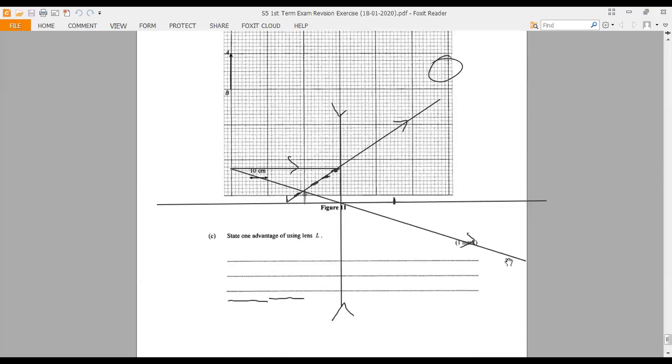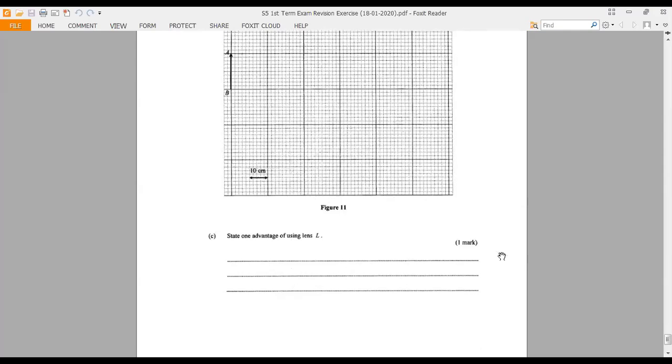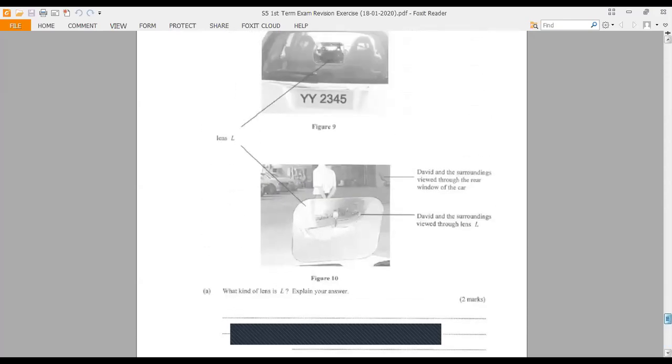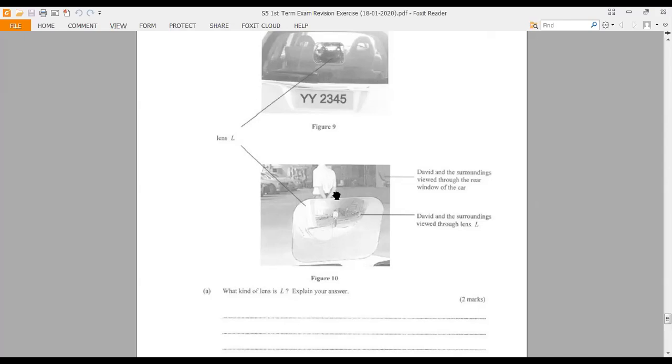State one advantage of this lens. So why are we putting this lens? You have a big rear window. You suppose no need to put anything, so you can still see everything from behind, right? So why are we putting that? Wider view, exactly, correct. So you can see a bigger, wider view. So that's the reason. It's similar to the mirror in the supermarket, 7-Eleven. So there's a curved mirror, so it shows a wider view for the driver or for the people, so for the shopkeeper.